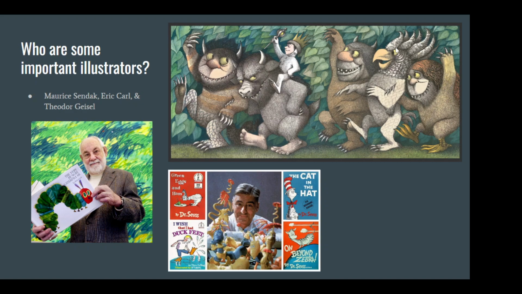I think we're all familiar with these three artists, these three illustrators. So Maurice Sendak, Where the Wild Things Are, Where the Wild Things Grow. Sorry guys, I'm forgetting that.